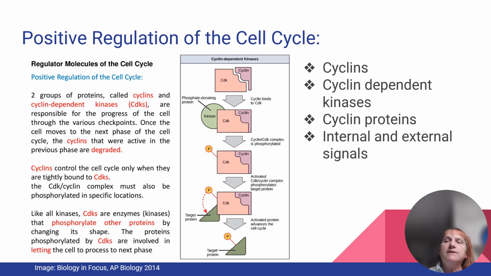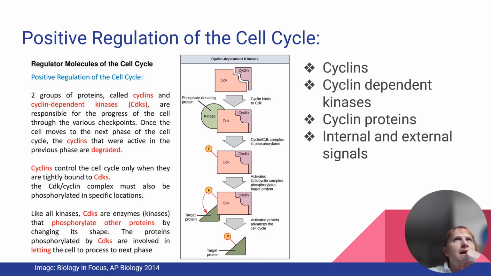Cyclins can only regulate the cell cycle when they are tightly bound to CDKs. Each cyclin-CDK complex has to be phosphorylated in a specific location to be active. CDKs are enzymes, kinases that phosphorylate other proteins. The phosphorylated cyclin-CDK complex is active in advancing the cell to the next phase. CDK protein levels are stable throughout the cell cycle, but cyclin concentrations fluctuate, so they determine when the cyclin-CDK complex is formed.